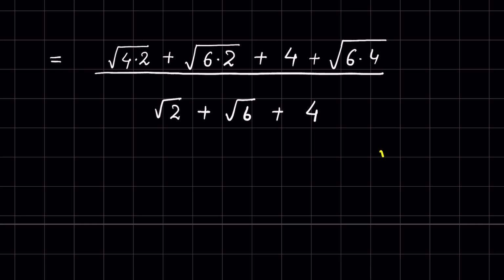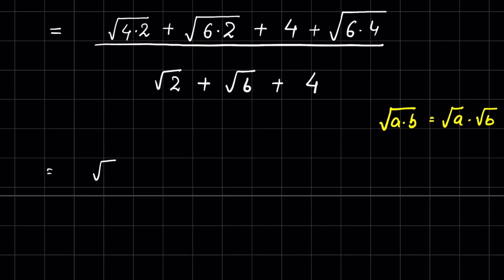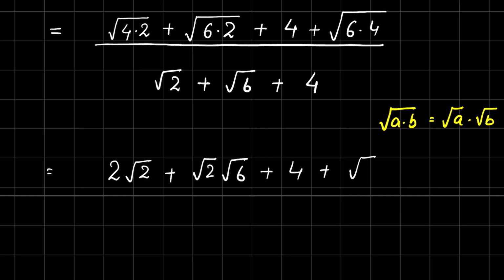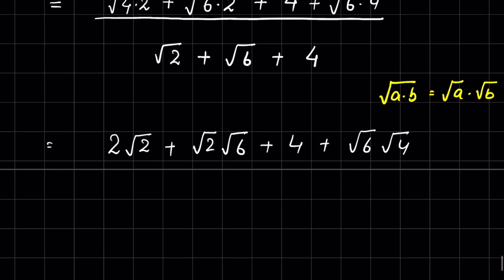Now when a times b is under square root, we can write it as square root of a times square root of b. So this we can write as square root of 4 times square root of 2. Square root of 4 is 2, so this is 2 times square root of 2, plus square root of 2 times square root of 6, plus 4, plus square root of 6 times square root of 4, and square root of 4 is 2, so we can write it as 2 times square root of 6.